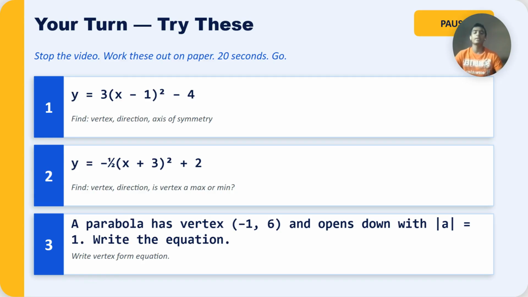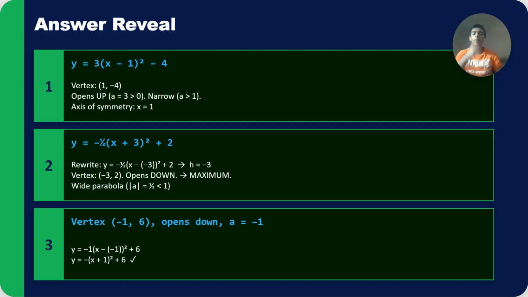You done? Let's check. Okay, so problem 1. a equals 3. It opens up and it's narrow. h equals 1 and k equals negative 4. Vertex is (1, -4). And the axis of symmetry is x equals 1.